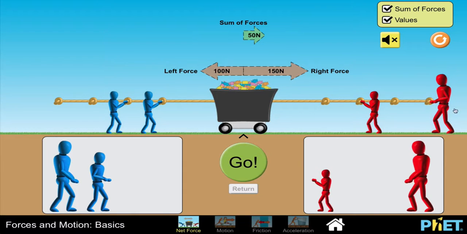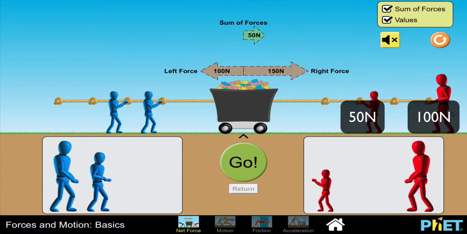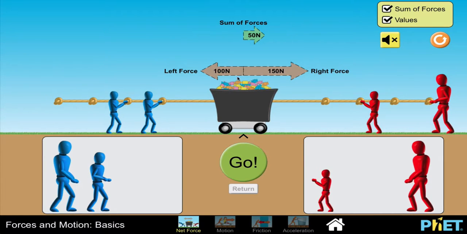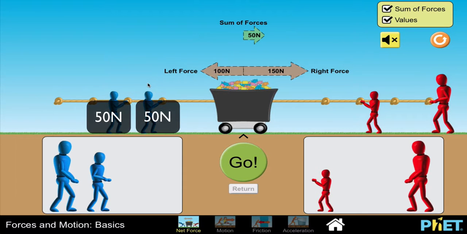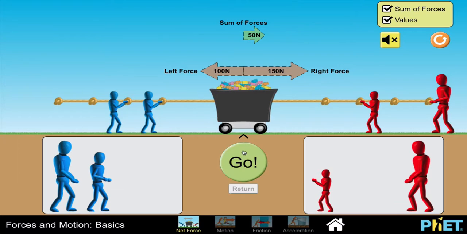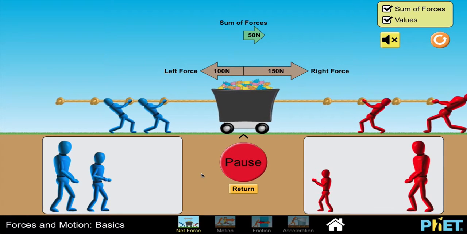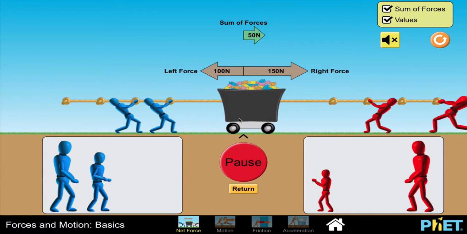This red figure here is going to be pulling at 100 newtons. Plus the 50 is going to add up to 150 in the right direction, and my two smaller guys are going to pull at 100 force on the left, giving me a sum force of 50 newtons to the right. Now see what happens. You're going to notice that our tray here is moving to the right.